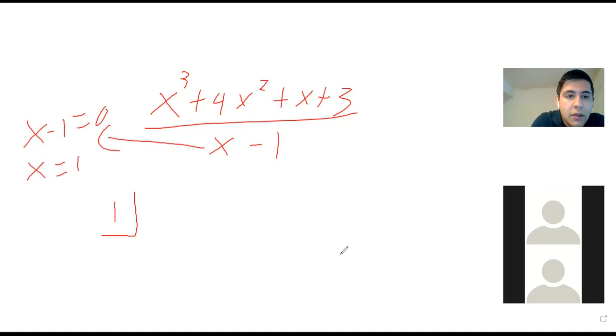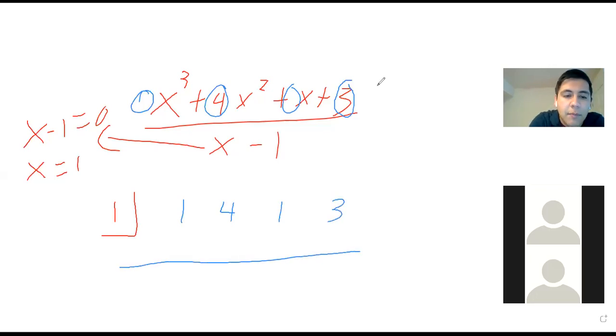Now we want to use the coefficients, the numbers that are going to go inside, right? So we don't have anything in front of x cubed, so we would put a 1. Then in front of x squared, we have a 4. In front of the x, we have a 1. And the last number is a 3. Okay.